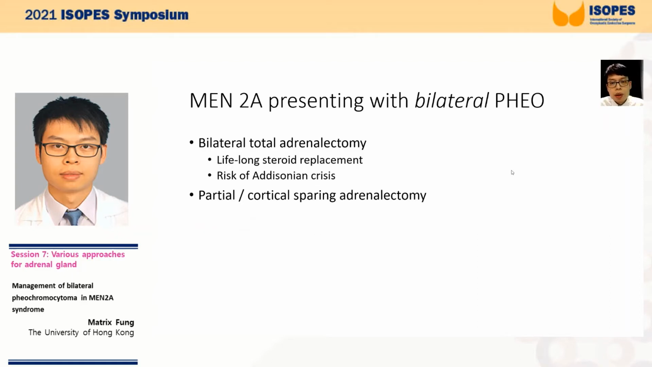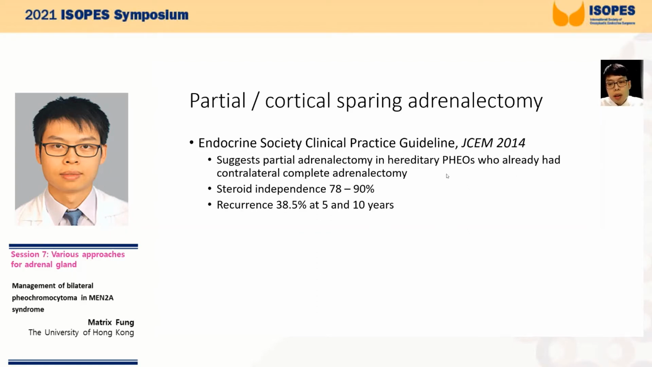What about patients with bilateral pheo? The options would be either a bilateral total adrenalectomy or a partial cortical-sparing adrenalectomy. In 2014, the Endocrine Society published a clinical practice guideline which suggests that patients with hereditary pheochromocytoma who already had a contralateral complete adrenalectomy should have a partial adrenalectomy for a contralateral pheochromocytoma. The rationale is that this approach could achieve a very high steroid independence rate of up to 90%. However, there's a risk of recurrence in 38% of the patients.